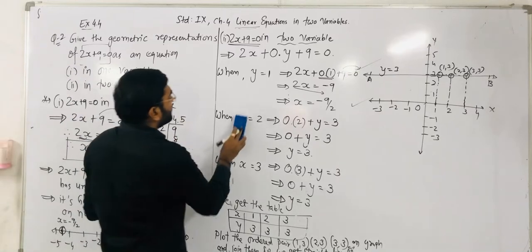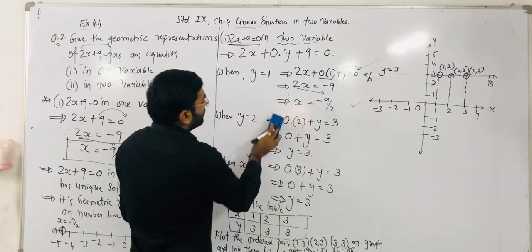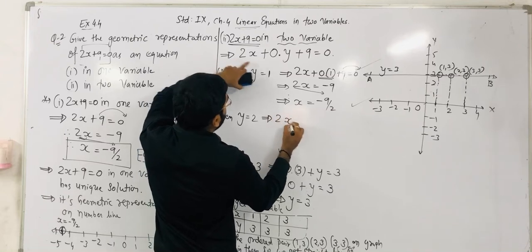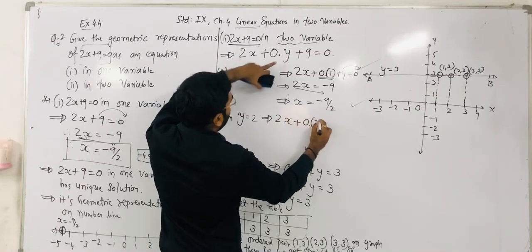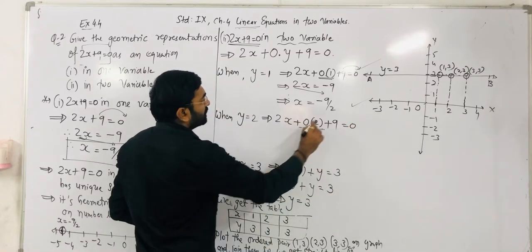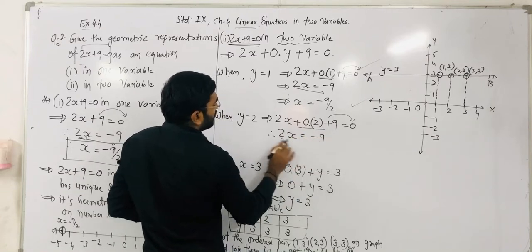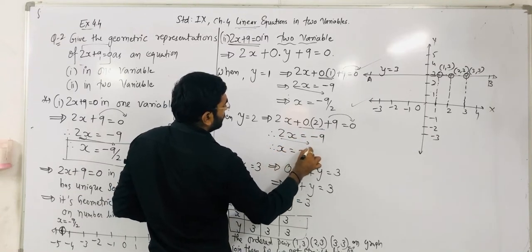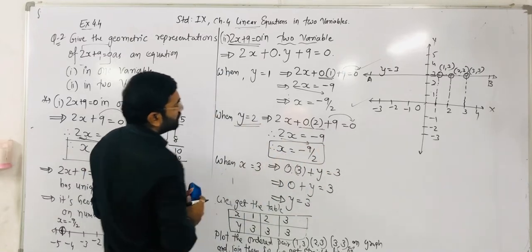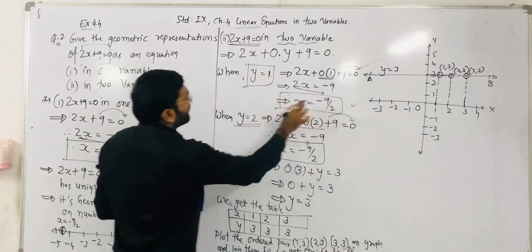Now suppose I take y is equal to 2. So what do we get? We put that value here: 2 into x plus 0 into y value, we put as 0, plus 9 is equal to 0. So 0 into 2 means 0 only. Plus 9 goes to the right hand side, so it becomes minus 9, and this 2 goes to the right hand side, so the x value we get is minus 9 by 2. When we take y is equal to 2, the x value is minus 9 by 2. When y is equal to 1, then the x value is minus 9 by 2.